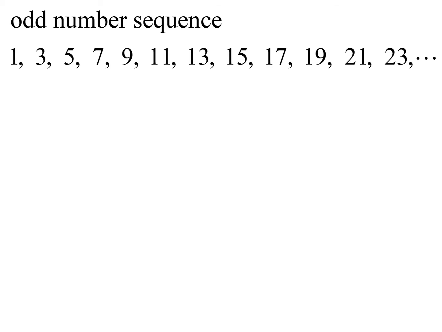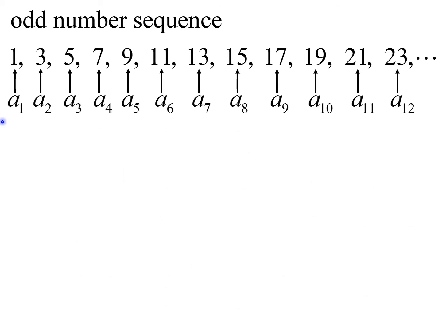The first thing we're taking a look at is the odd number sequence, 1, 3, 5, 7, 9, etc. A sequence is a list of numbers, and we can label each of those numbers. This is A sub 1, sometimes called A1, and then the second term of the sequence is A2, A3, A4, etc. So the 12th term of this sequence is 23.